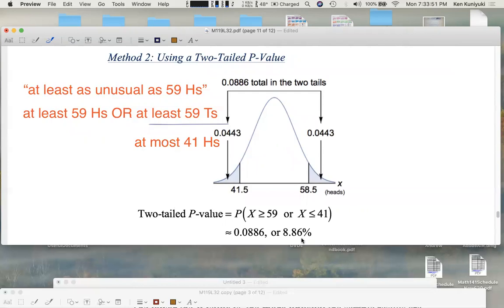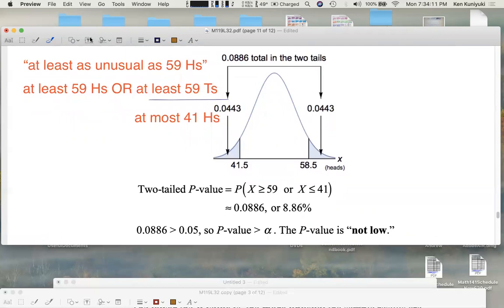Now, is that low? Is it too low for the null to hold up? Well, we're asking the question, is it lower than what? Is this p-value lower than alpha? What was alpha? It was 5%. Well, is 8.86% greater than 5% or less than 5%? It is greater than 5%. The p-value here, 0.0886, is greater than our pre-specified value for alpha. So the p-value is not low. By this standard, the p-value is not low.